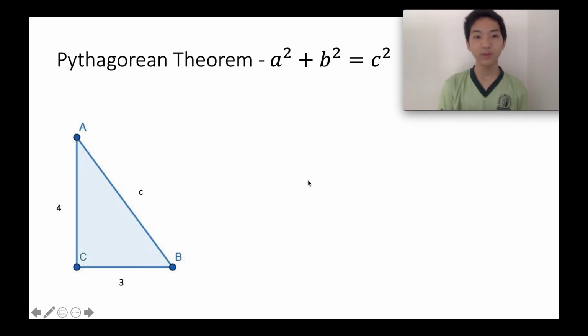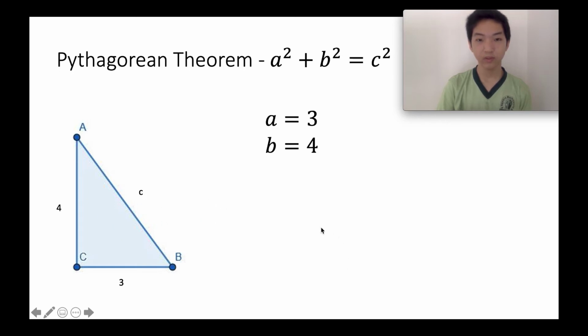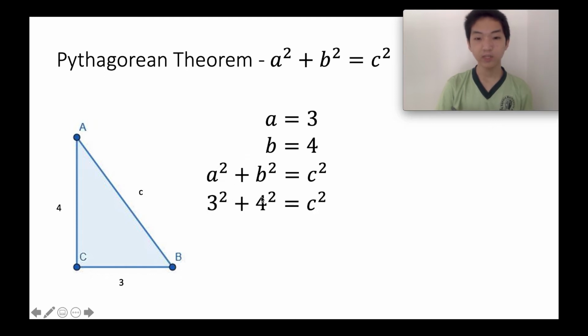Next, we will be going over the Pythagorean theorem, a squared plus b squared equals c squared. Most of you probably know this, but I'll just go over it again in case any of you don't. As we can see here, we're given that a is 3 and b is 4. So we can plug this into the formula. We get 3 squared plus 4 squared equals c squared. So then we get c squared equals 25, which means that c is equal to 5.